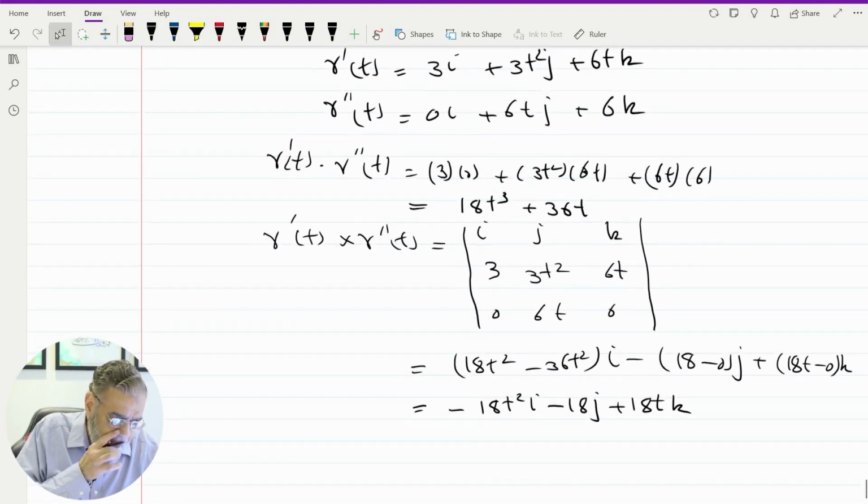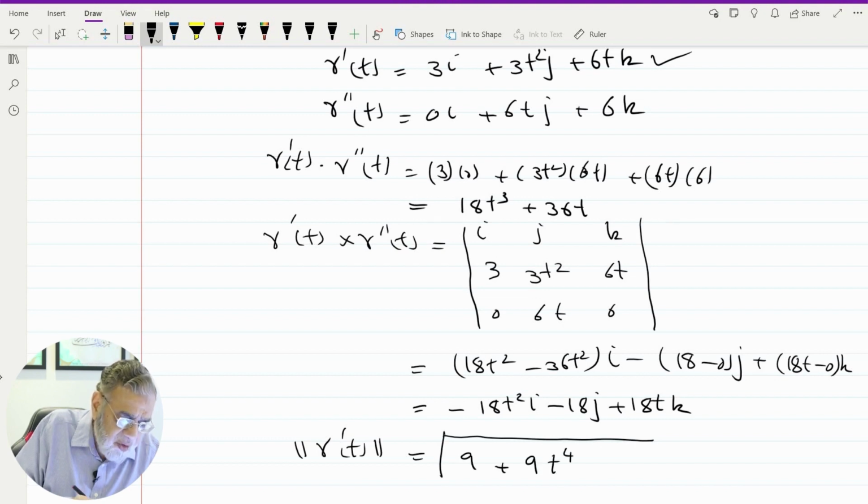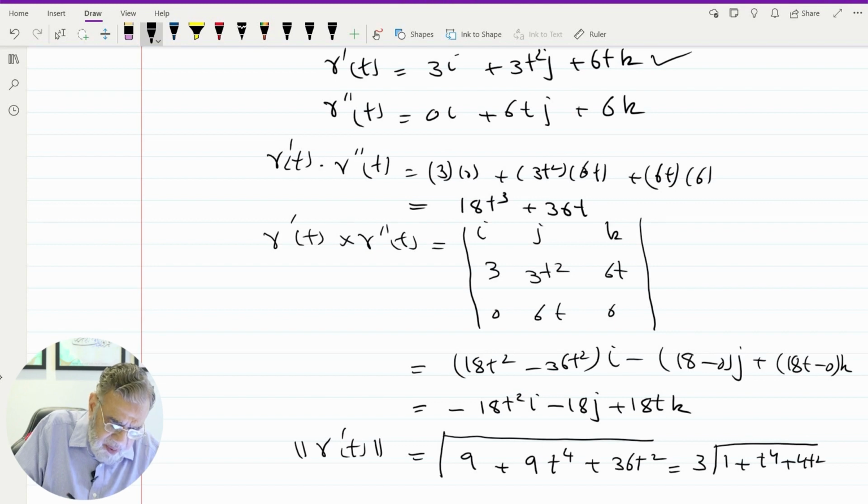Now I need two more values. I need the magnitude of r dash, because I'm dividing by the magnitude. The magnitude of r dash is the square root of a1 squared plus a2 squared plus a3 squared of my vector r dash, which gives 9 plus 9t to the power 4 plus 36t squared. I take 9 common, which becomes 3, and get the square root of 1 plus t to the power 4 plus 4t squared. Writing it properly, we get 3 times the root of 1 plus 4t squared plus t to the power 4. So this is one thing which I need.